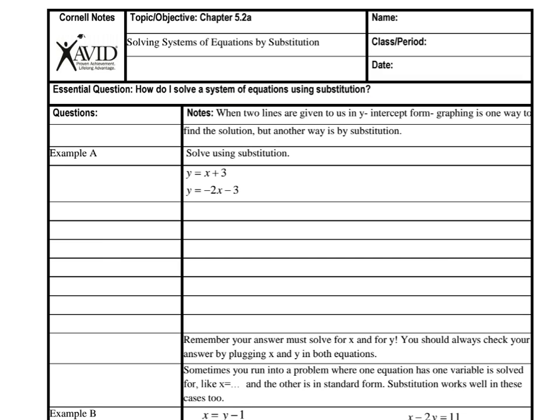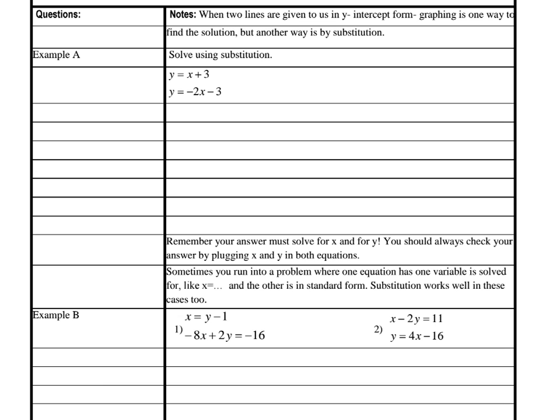When two lines are given to us in y-intercept form, graphing is one way to find the solution, but another way is substitution. Alright, so example A, solve using substitution. We have y equals x plus 3 and y equals negative 2x minus 3. Both of these equal y, so I can set x plus 3 equal to negative 2x minus 3.